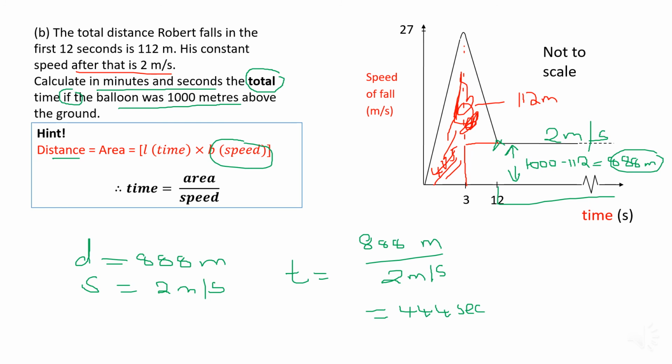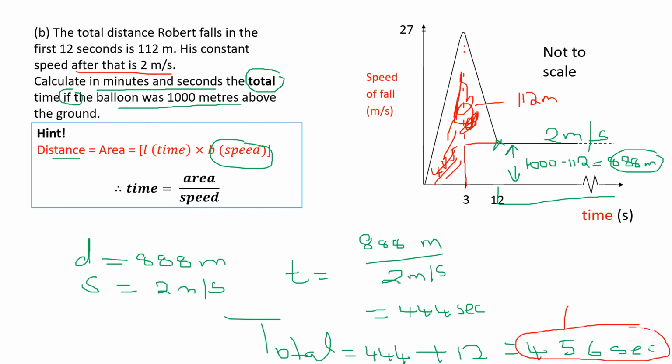But you must understand, we're looking for his total time. So when you find the total time, you have to take the 444 seconds and add it to the first 12 seconds that you already covered. That gives you 456 seconds. Your job from here would be to change these 456 seconds into minutes and seconds. So that is basically how we are going to deal with this particular question.